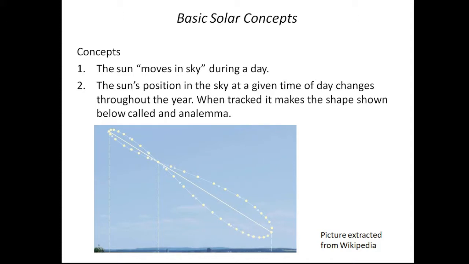The position of the sun actually changes throughout the year. So if we were to look at the sun at, let's say, 12 o'clock in the day in January, it would be different in March, going on to the middle of the year, autumn, and then down in December it would be closer to where it was in January. It makes something called an analemma. That is the shape. That picture was extracted from Wikipedia, as you could see.